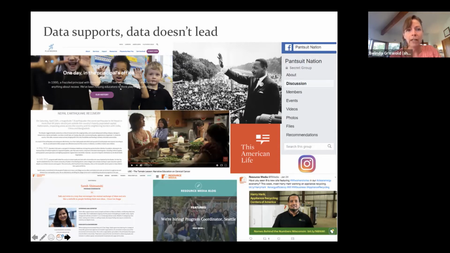So data needs to support storytelling and arguments and emotional content. It itself cannot be a character or the lead, right? Humans with our conflicts and our stories and our challenges and our victories are always the leading character. And then data supports those people and their struggles, or those movements and their struggles.